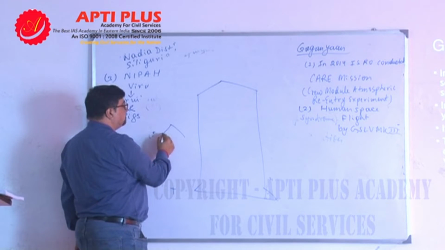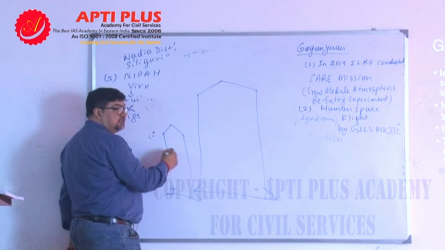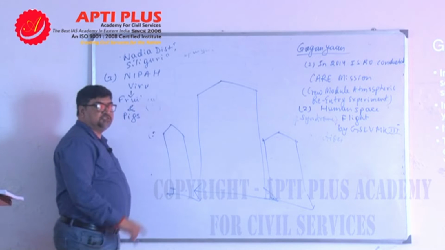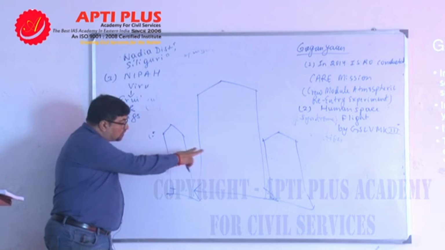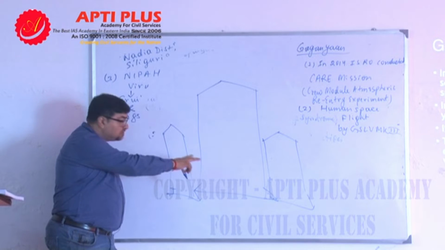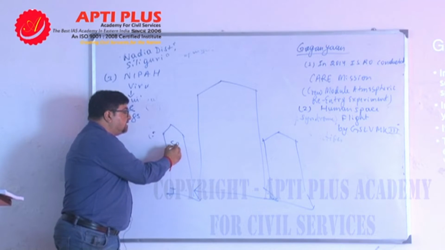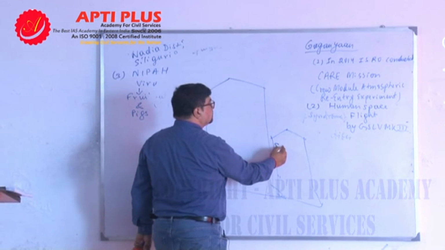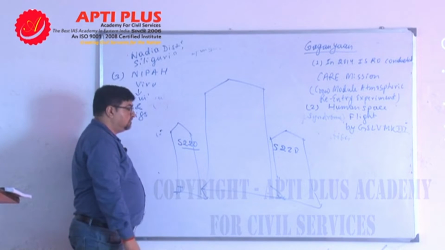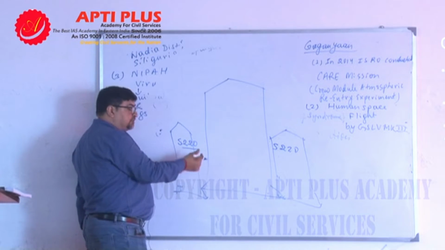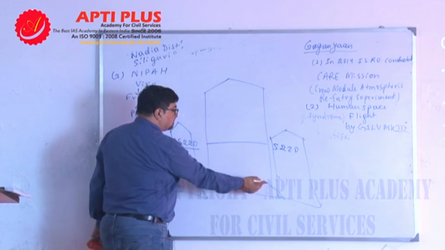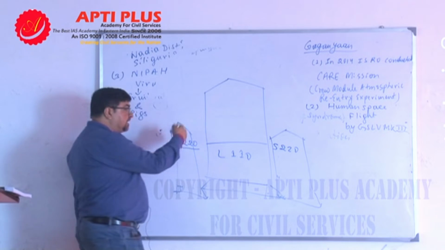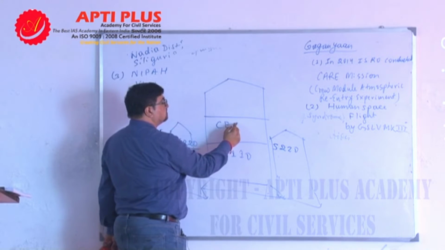How do you identify the GSLV Mark 3? It carries 2 heavier boosters. GSLV Mark 3 carries 2 solid boosters, flanking sidewise, and it carries 220 tons of fuel, S220 and S220. Once this burns out, what is the next stage? This stage has the L110 liquid stage. Then comes the cryogenic.